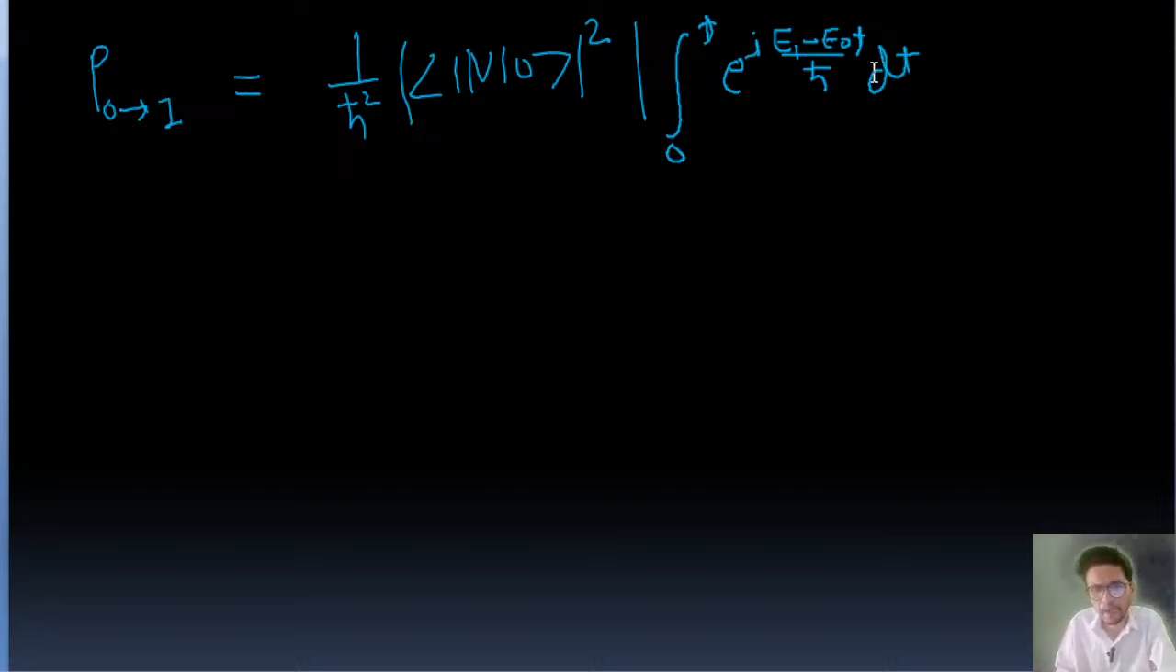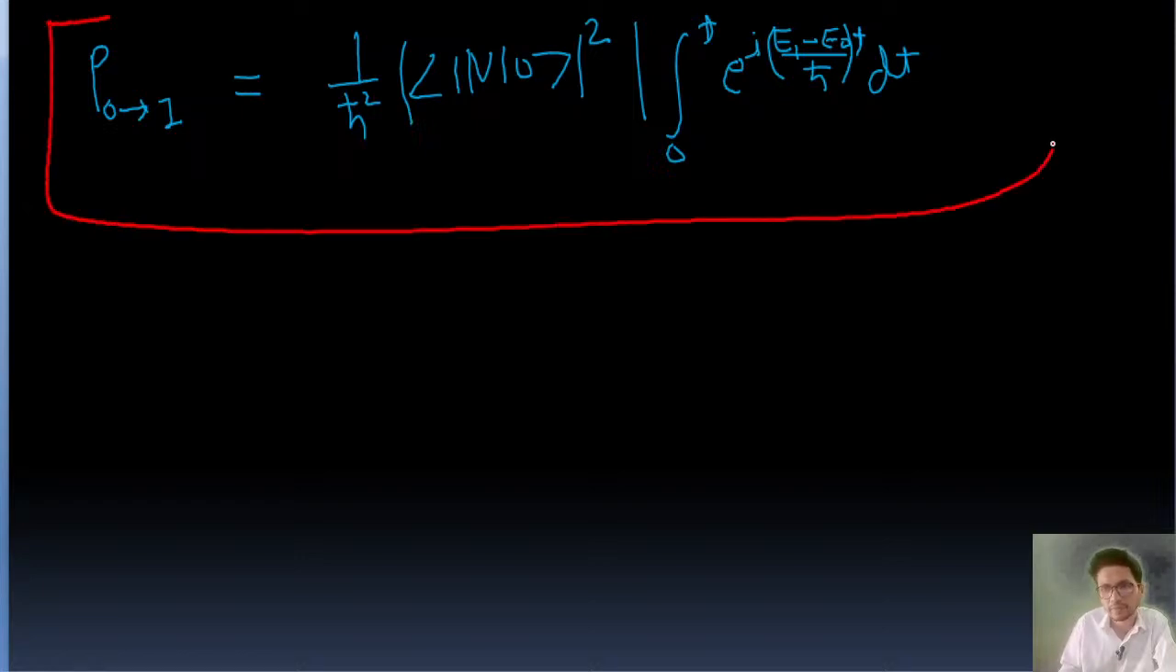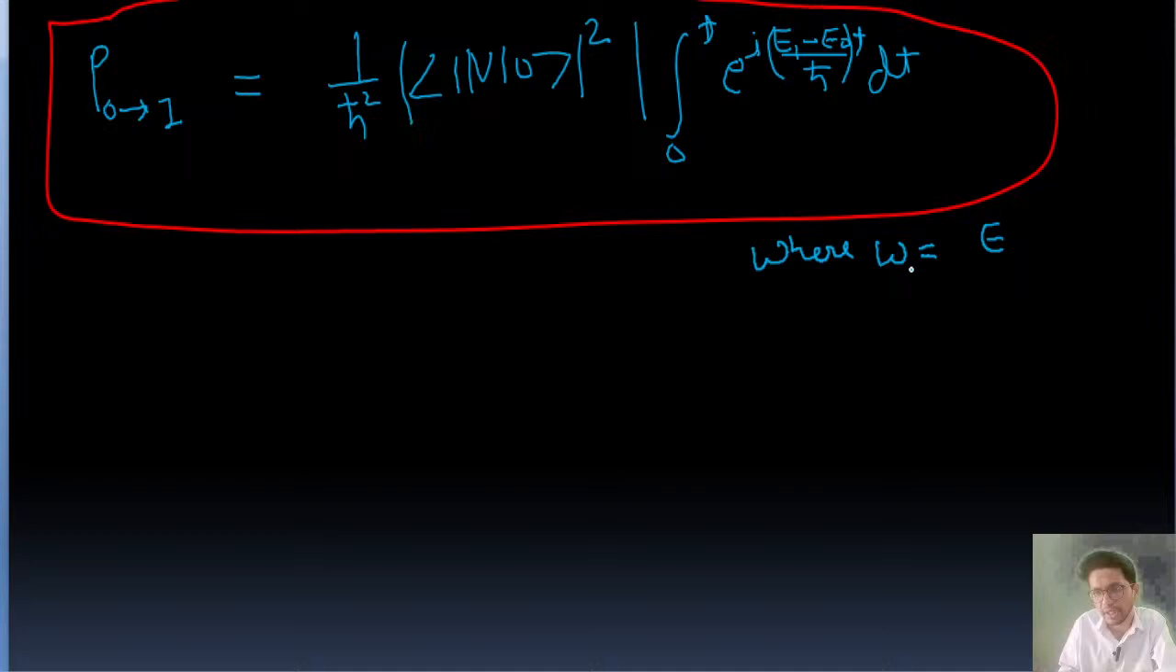This is the transition probability formula from one state to another state, which you need to note down. And you need to know where the omega value is: omega if we can write as E1 minus E naught by h cut. This is the formula we need to note down.